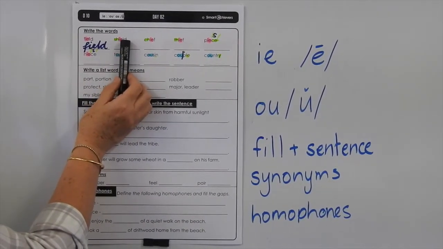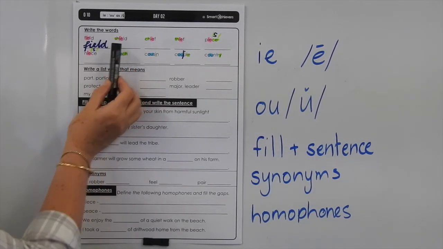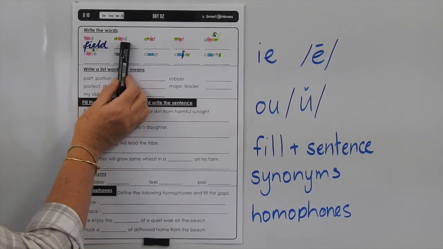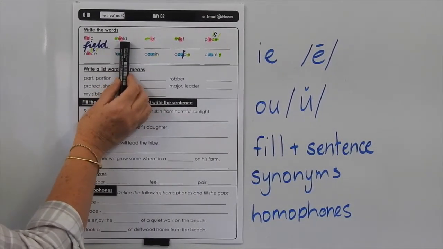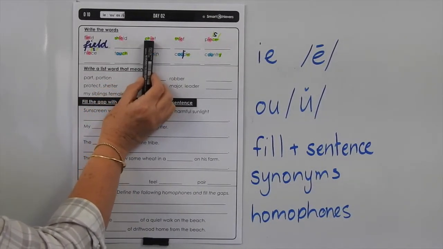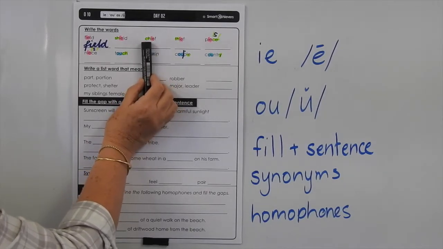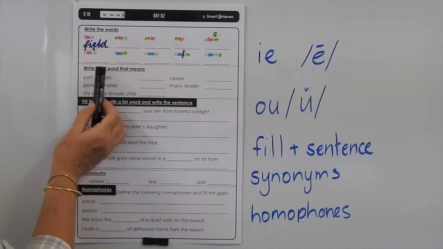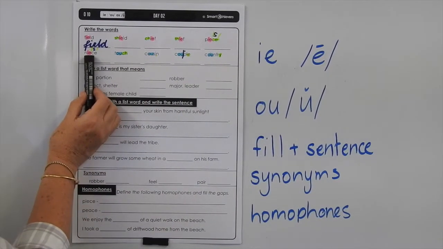A shield is something that warriors use to protect themselves with, or you could also be awarded a shield if your team wins a sports event. A chief is usually the leader of a group. A thief is a robber. A piece is a part of something. A niece, your mother and father would call the female children of their brothers and sisters their niece.